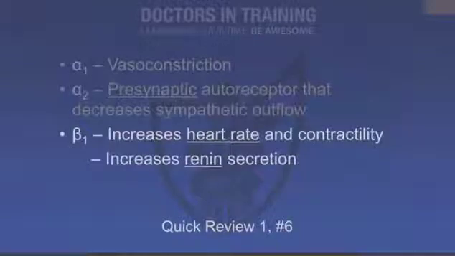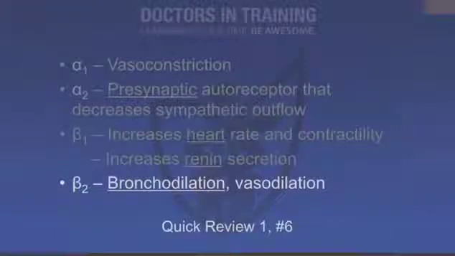Your beta-1 receptor is also another adrenergic receptor. It increases heart rate and contractility, also increases renin secretion. This results in increased angiotensin and also increased aldosterone, and increasing aldosterone by way of a renin pathway is going to result in increased sodium and water retention. So it's going to not only increase heart rate and contractility, it's going to increase water retention by way of increasing renin. Beta-2 is responsible for bronchodilation and vasodilation.